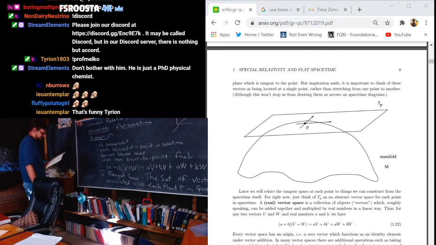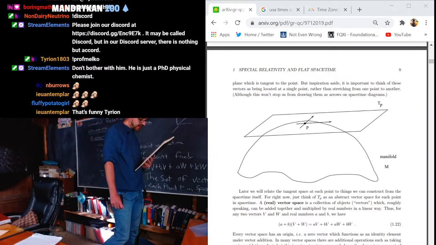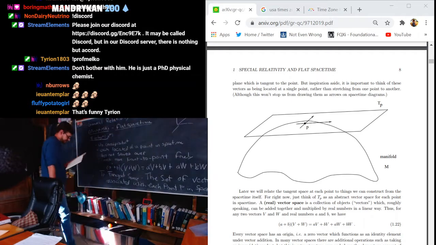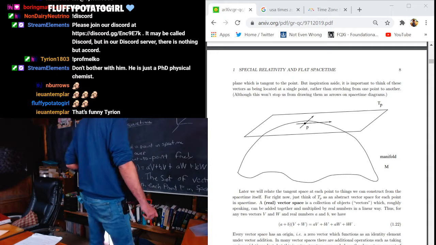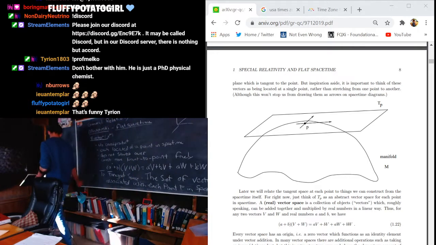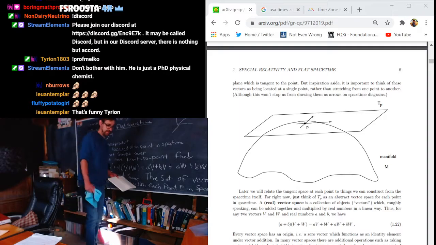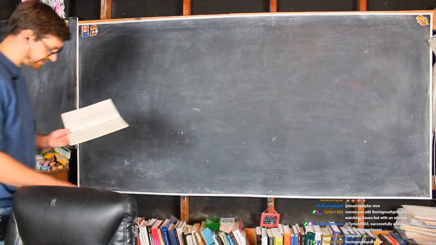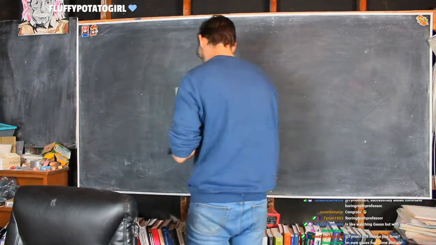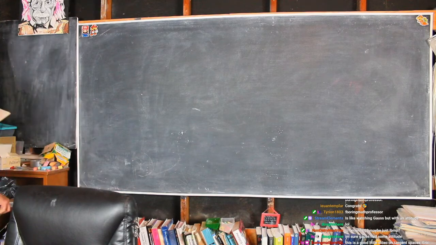A standard vector in space-time is a tangent vector to a curve, a parameterized curve. So one thing we could say is that a vector in space-time is a tangent vector to a curve, and the curve would basically be like the manifold. So let's talk about the curve. Okay, cool. So a standard vector in space-time is a tangent vector to a curve, a parameterized curve, or a path through space-time.